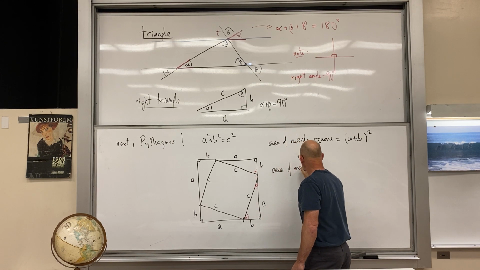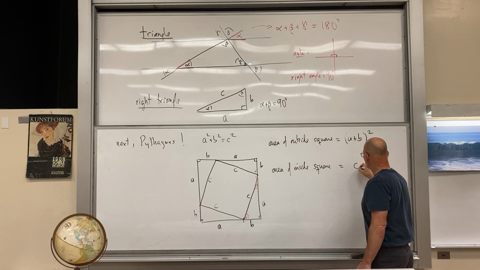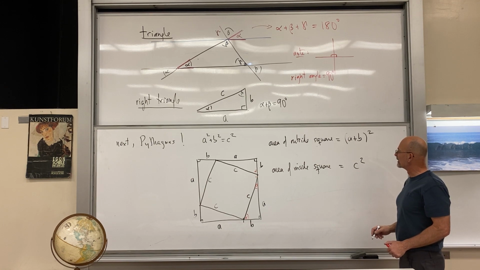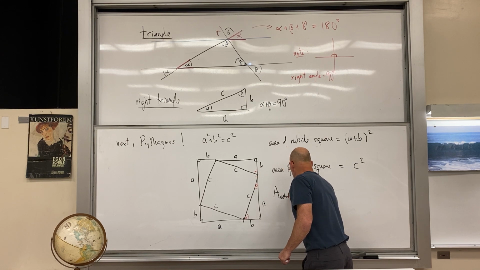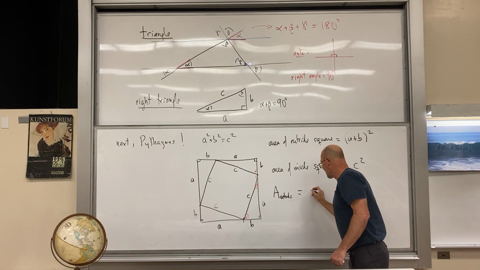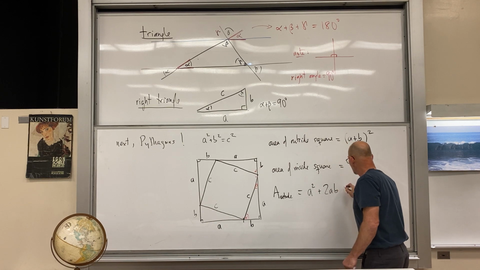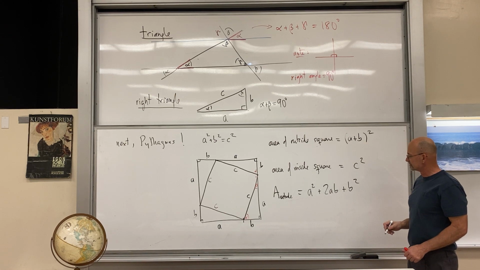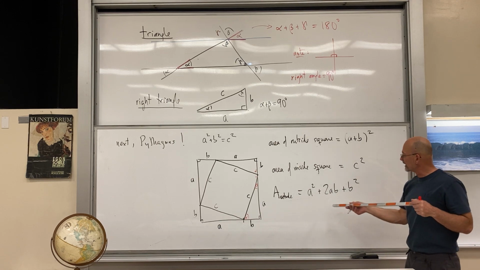Area of the inside square is equal to c squared. Let's see what we have here. A outside is equal to (a plus b) quantity squared. If you expand that out, you get a squared plus 2ab plus b squared. Okay, and actually the proof is almost staring us in the face.